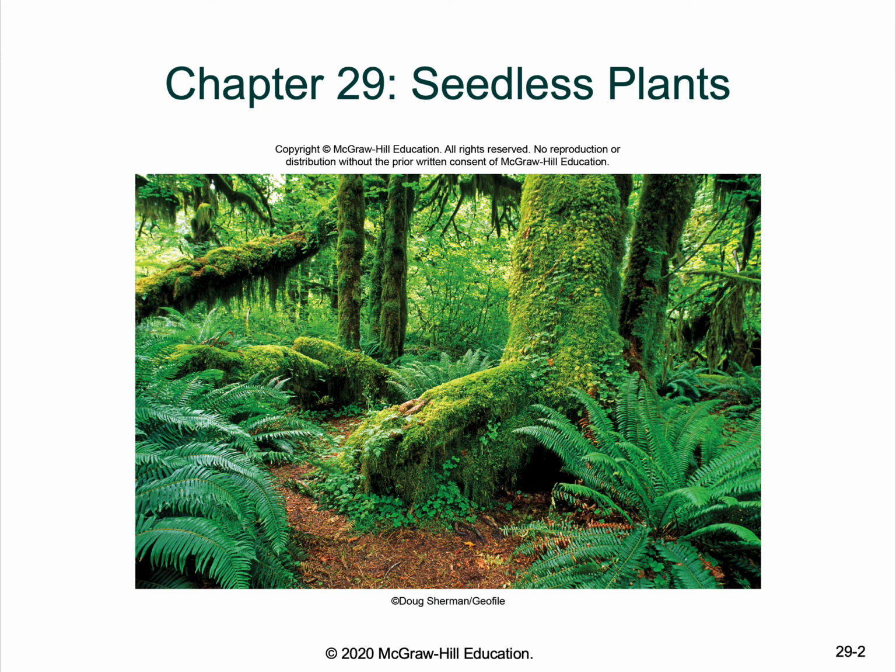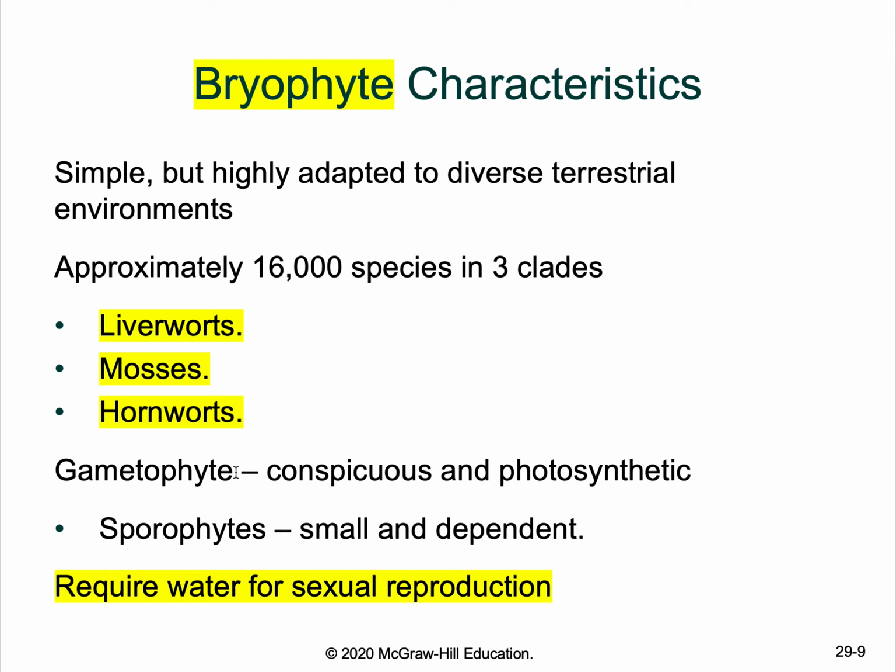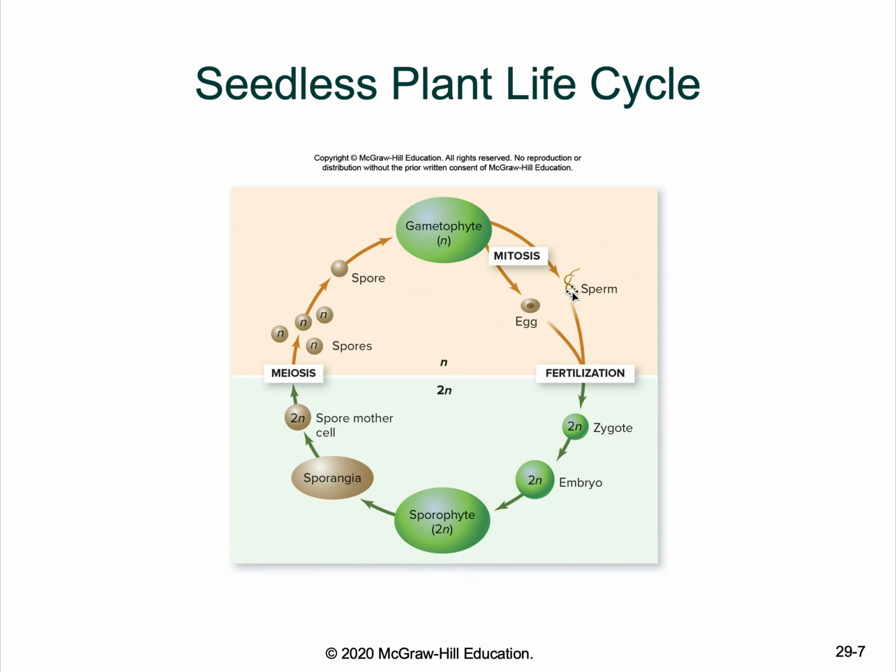Because they don't have a seed coat, it's just a spore, they need water for sexual reproduction. For the sperm to travel to the egg, it needs the help of water. That's the reason why you'll only find these plants in relatively humid environments.